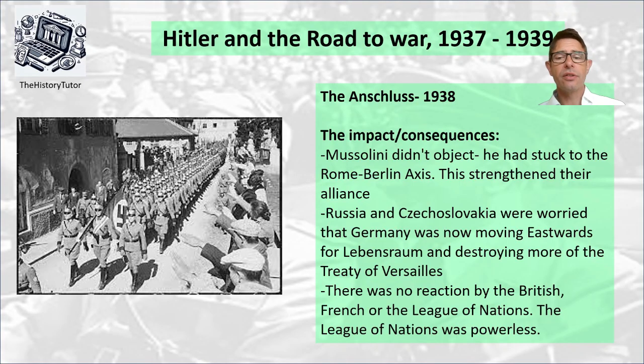There was no reaction by the British, the French or the League of Nations. This showed the League of Nations now was powerless and useless, and it showed the British and French didn't have the confidence to stop Hitler. So if you're thinking about an explanation question about the importance of the Anschluss, these are some of your points and arguments that would be making really excellent answers.